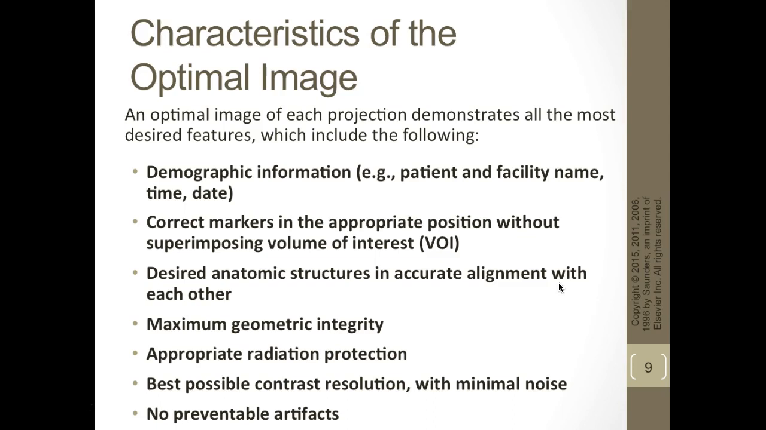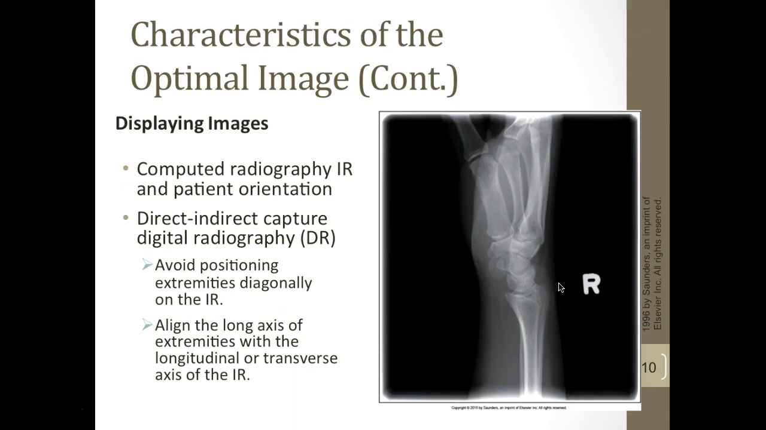So size and shape distortion. Appropriate radiation protection, so we need to shield the patients, and we need to shield them in a way that's going to protect them the most. So the best possible contrast resolution with minimal dose. That's basically choosing the correct cassette size, either your CR plate, and choosing the highest resolution, and to remove all artifacts that could potentially cause a misdiagnosis or a repeat.